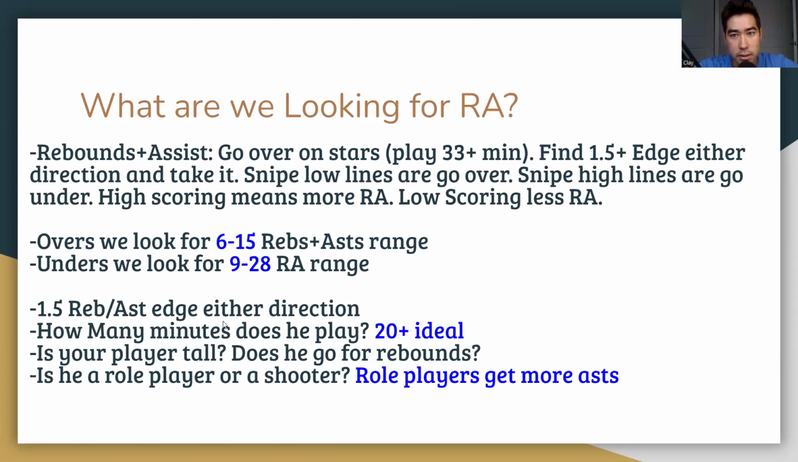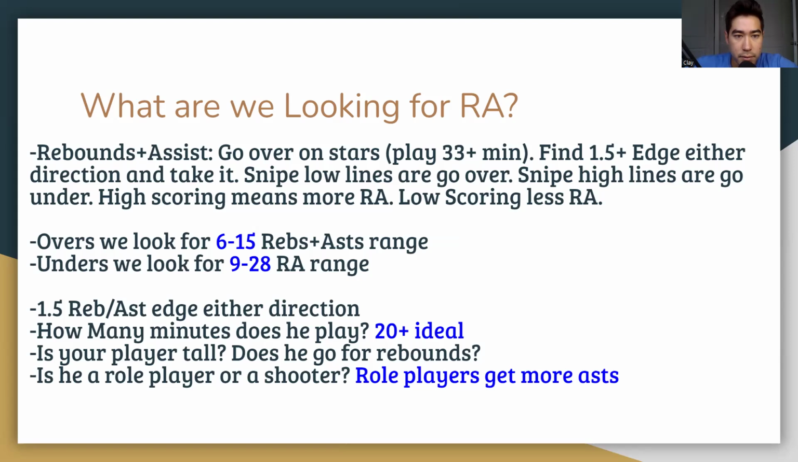This is a role player type of bet, or a star player. Star players sometimes have low RA lines just because they're shooters, but they're playing a lot of minutes, and they're going to be involved in a lot of the plays. So betting over on the star players' RAs is usually good. High scoring means more RAs. Low scoring means fewer RAs. That's just rebounds and assists, obviously.